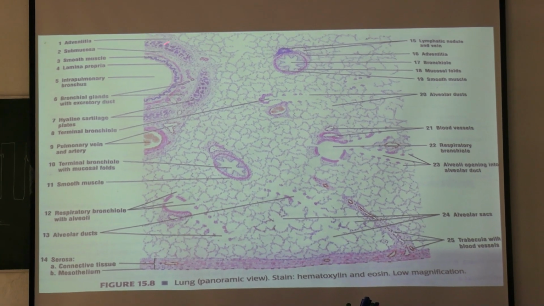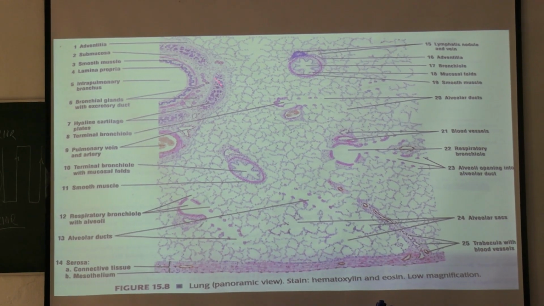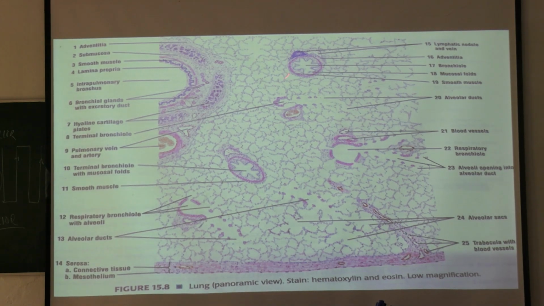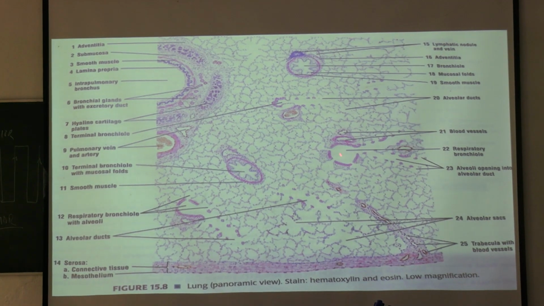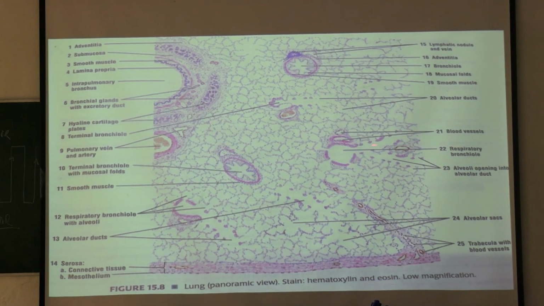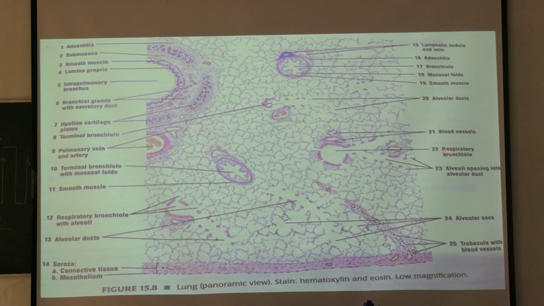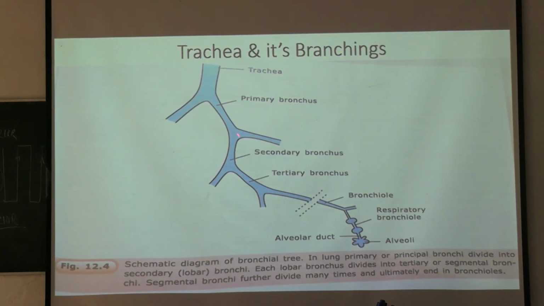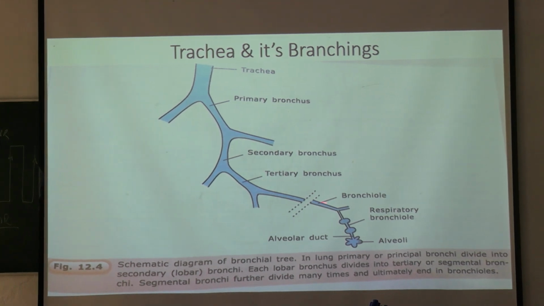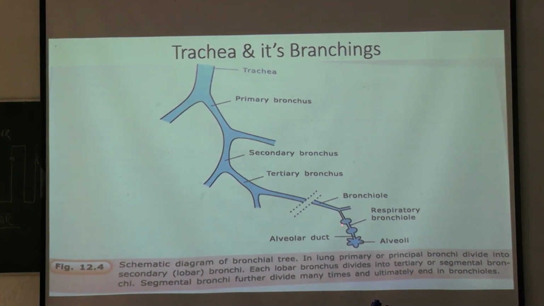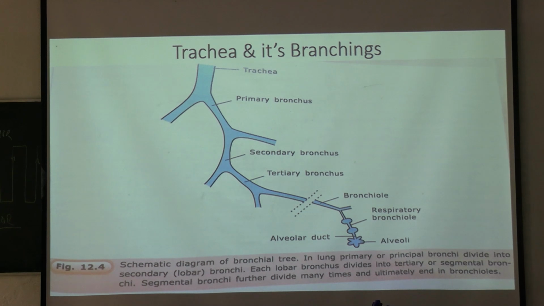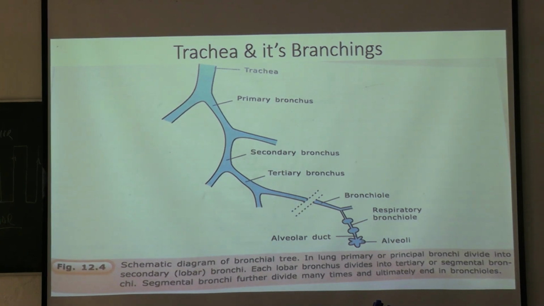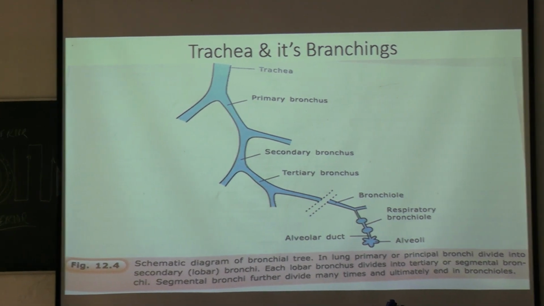Here you can see intrapulmonary bronchus. These are sections of terminal bronchioles, sections of respiratory bronchioles, alveolar duct, and these are alveoli. Okay, understood? The division has been shown: trachea, principal bronchi, secondary, tertiary, terminal bronchiole, bronchiole, respiratory bronchiole, alveolar duct, alveoli. Tracheobronchial tree comes in your short note. You practice a schematic diagram like this.